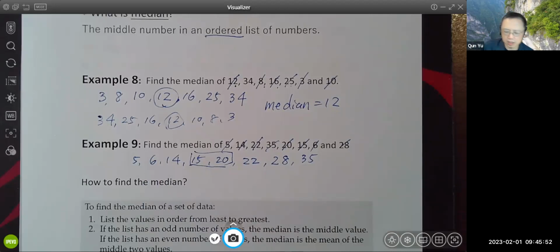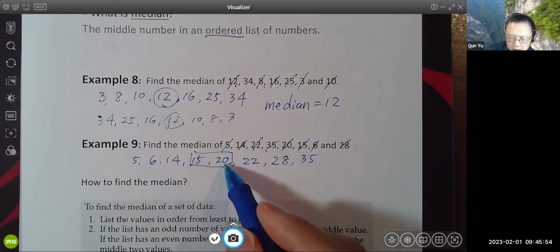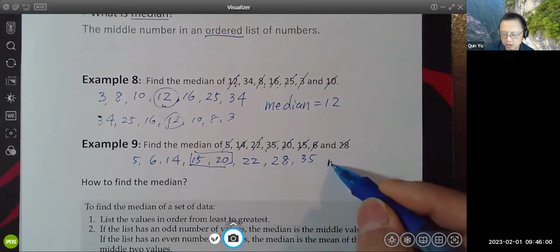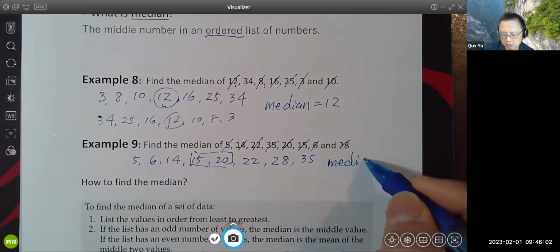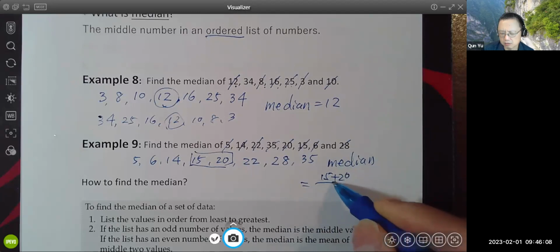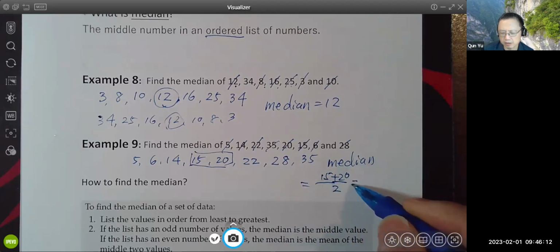What we do is that we add these two numbers together, divided by 2. In other words, we do an average of these two numbers. So the answer is median equals 15 plus 20 divided by 2. 15 plus 20 is 35. 35 divided by 2, 17.5.